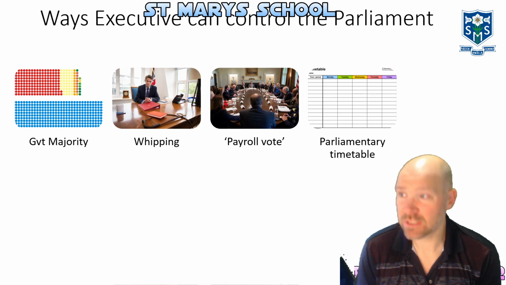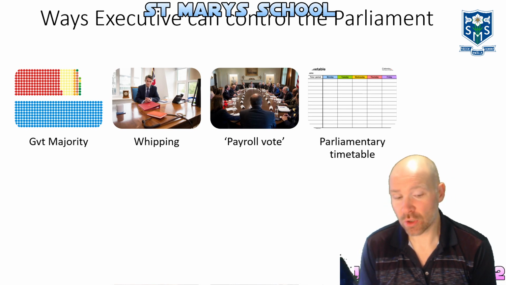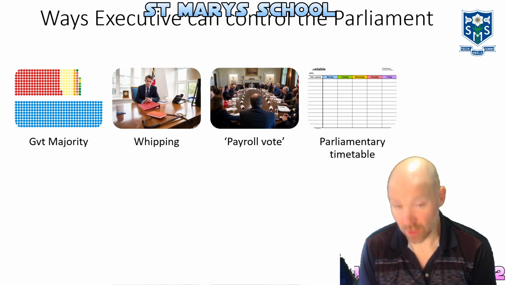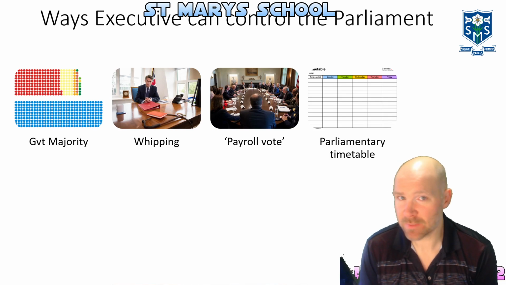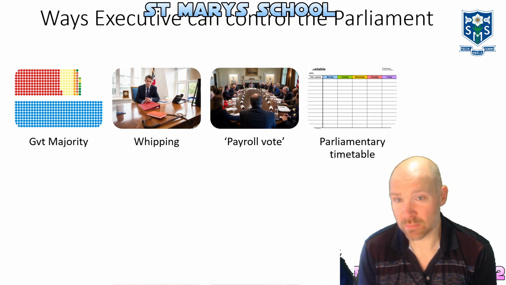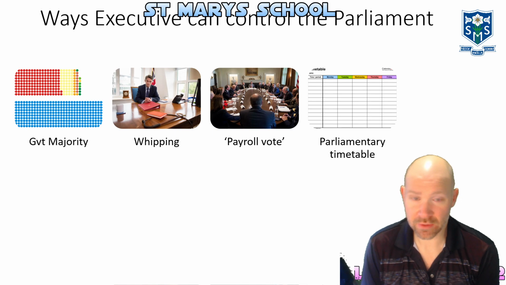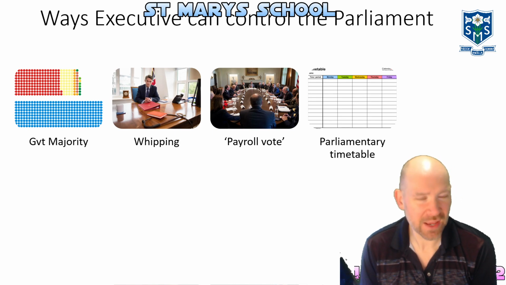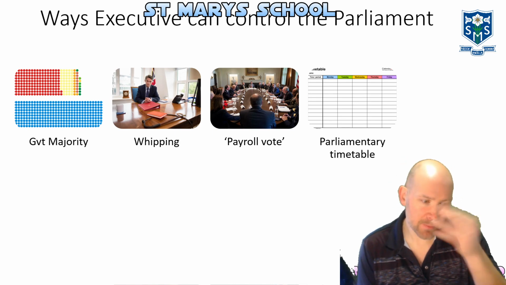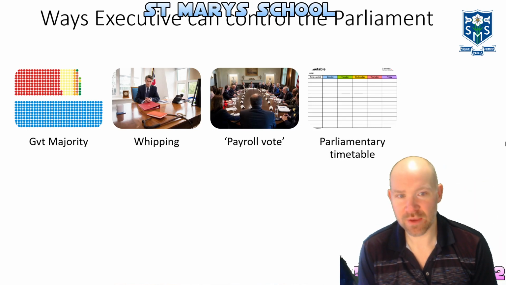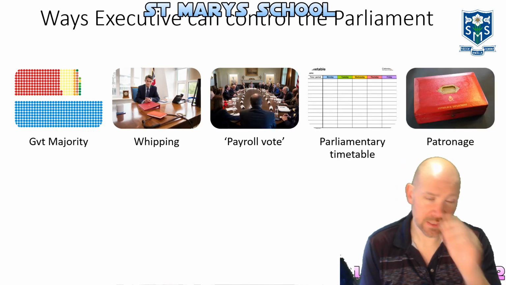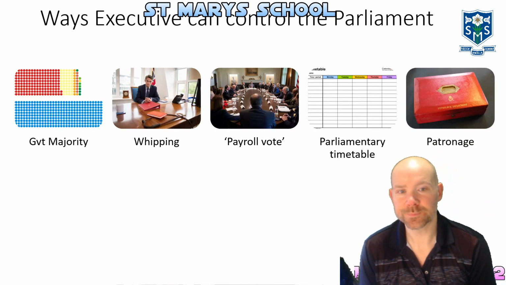If you compare our system to the American system, Congress's timetable is completely independent of the executive. The American Congress sets its own timetable. And yes, often, if Joe Biden wants the Congress to discuss something, they'll add it to the timetable. But they don't have to. And so that makes the dynamic between the relationship very, very different. And it's one of the key changes between the American separation of powers and the United Kingdom fusion of powers.